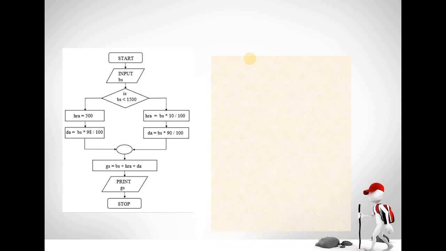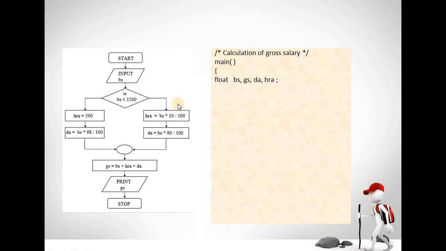So how do we do that? First of all, we have mentioned the purpose of the program, calculation of a gross salary. In the main function we have declared variables. Now just watch carefully. Over here we have not used the integer data type. Why? Because there are some calculations based on these conditions, and some calculations will be performed over the data. So this may produce fractional numbers.